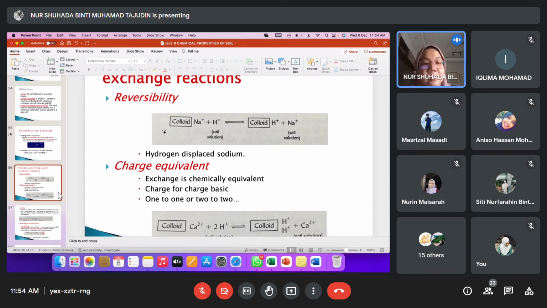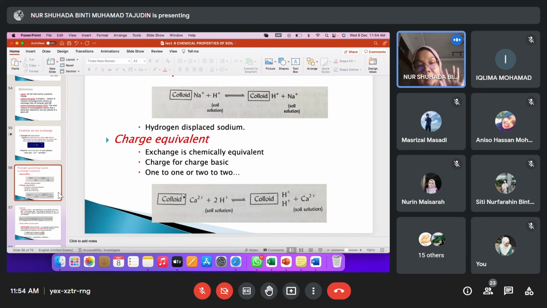Number 2, it has to be charge equivalent. Meaning, if the soil has 2 hands, for example here it holds 2 calcium, Ca2 plus. One hand can only hold 1 charge, so if calcium has 2 plus, it holds one here and one here. If it wants to exchange, the soil can hold 2 H because 1 H carries 1 charge. And if it's reversible, 2 H plus will be released back into the soil solution and Ca2 plus will be absorbed at the soil colloid. It depends on the charge. That's why it is called charge equivalent.